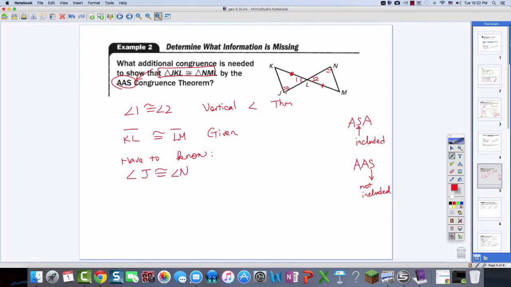Now notice that I have to do J and N. I cannot do K, because if I do K, I have an ASA scenario. I don't have an AAS scenario. Okay, so sequence really matters. This is AAS.